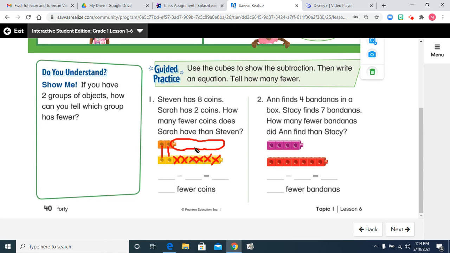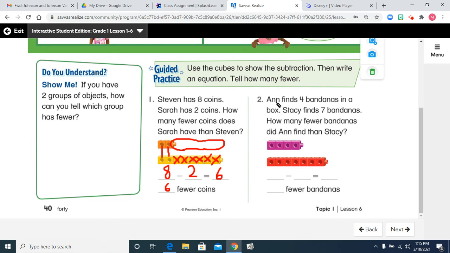So let's do it in the equation down below. Remember, when you subtract, you always start with the biggest number. So we'll start with Stephen's 8 coins minus Sarah's 2 coins. And if we look here, we know that 8 minus 2 would equal 6. So how many fewer coins does Sarah have than Stephen? It would be 6. Or you could say that Stephen has 6 more coins than Sarah. Either way, this is the difference, 6. Okay, try number 2 by yourself. Then we'll go through it here in a minute.